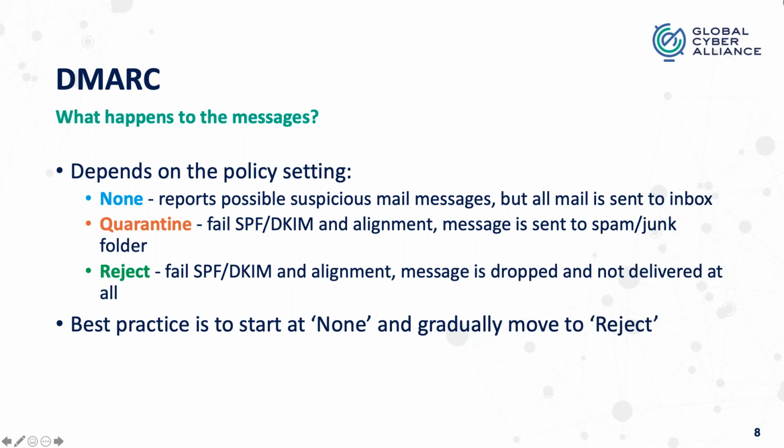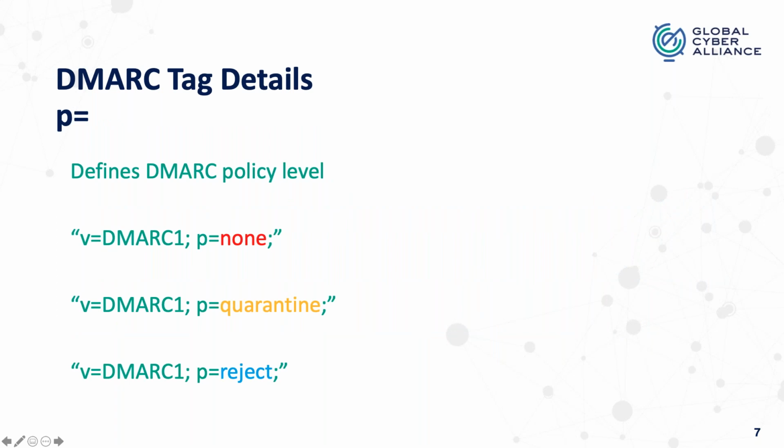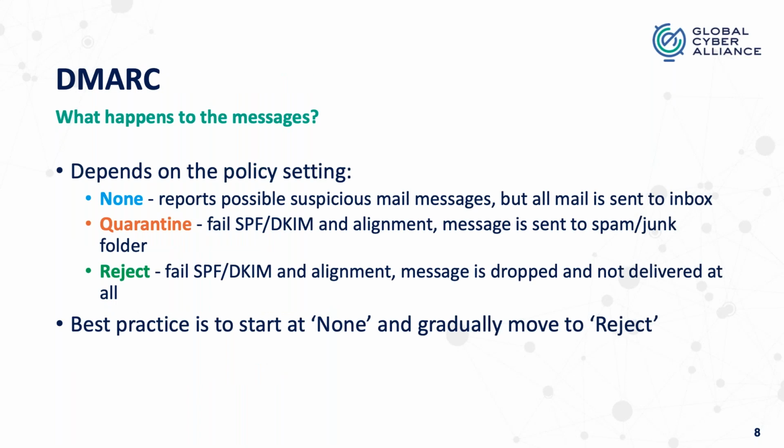But the key thing to note is that by putting in just P equals none does not enable reporting. It does not turn on reporting. There are additional tags you need in order to turn on reporting. Okay, so if you just go with V equals DMARC1 semicolon P equals none, yes, you would technically have a DMARC policy, but it's not doing anything whatsoever. It's just sitting there, and it's basically as if you didn't even have a policy in place. You just put text there, right? So by putting the policy level, the P tag in there does not enable reporting. You have to take additional steps to enable reporting.